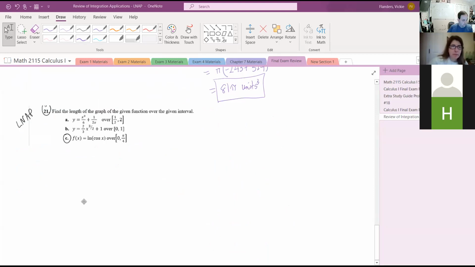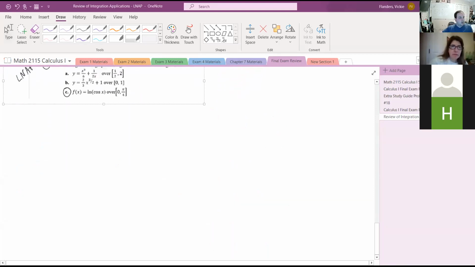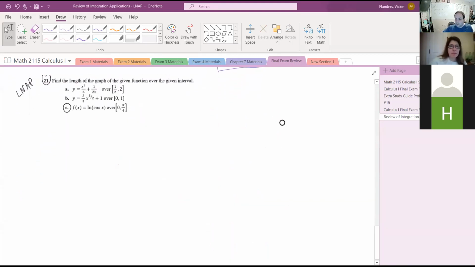Go ahead and share screen. Sorry about that. I already have it set up here. And it's going from 0 to pi over 4? Yeah, so do part C. One second, I was actually pulling the graph up there.